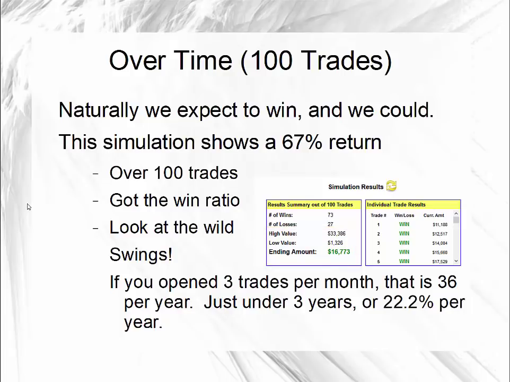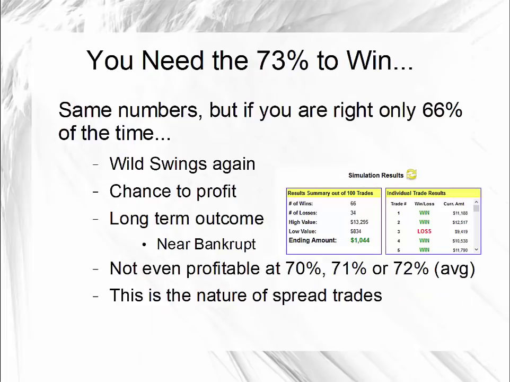So over 100 trades, we have a 67% return. If I opened 3 trades per month, as we saw with a 30-day time period to expiration, that would be 36 trades per year. So in just under 3 years, we'd be averaging about 22.2% per year. But we needed the 73% win ratio to succeed.